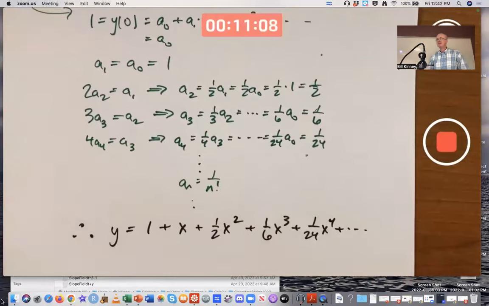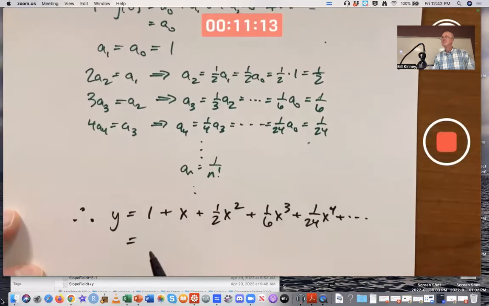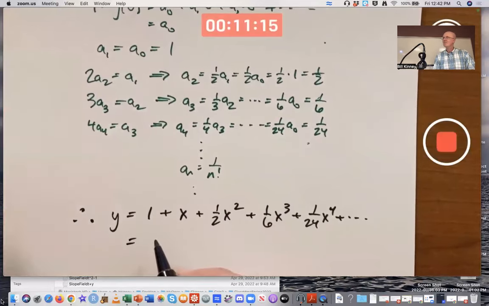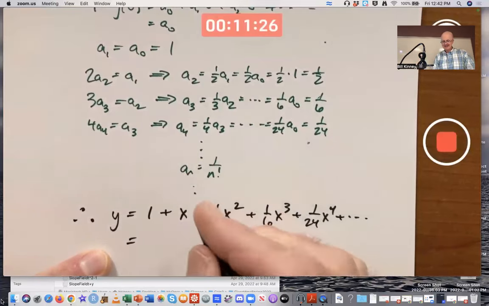Yeah, we've seen this quite a number of times, haven't we? What's this function equal? Somebody over there. What's this equal? Something very familiar. E to the x.